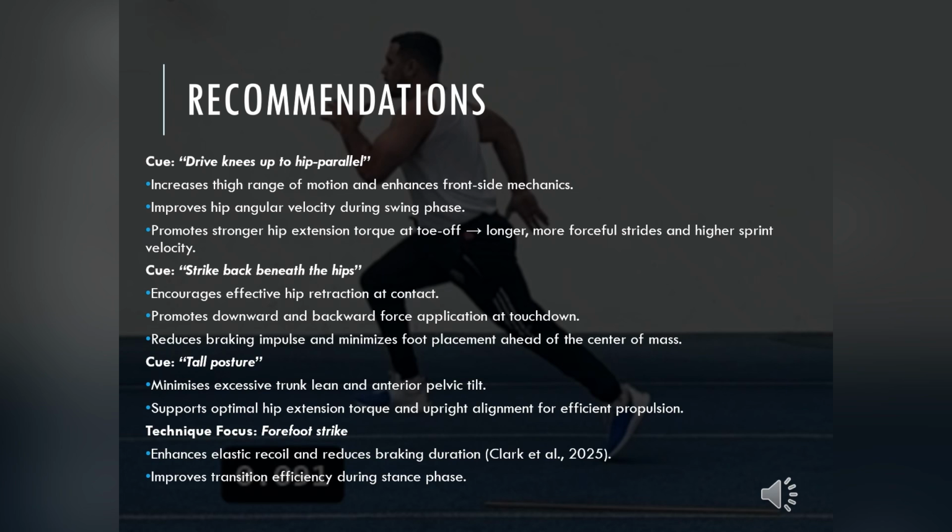The next cue would be to strike back beneath the hips to encourage hip retraction at contact and apply a downward and backward force at touchdown, which reduces braking impulse and center of mass to foot angle at touchdown.